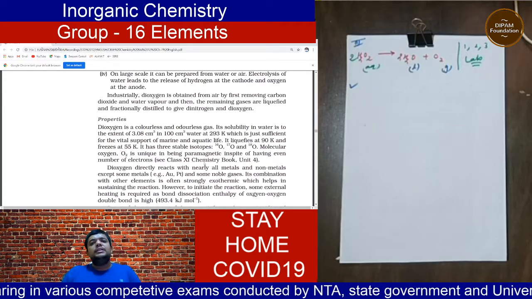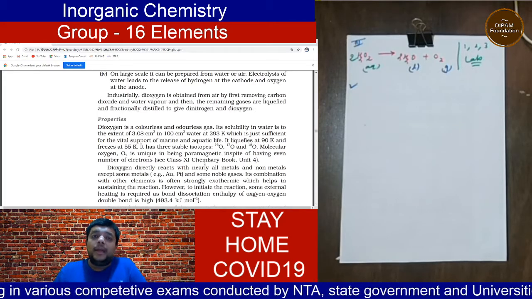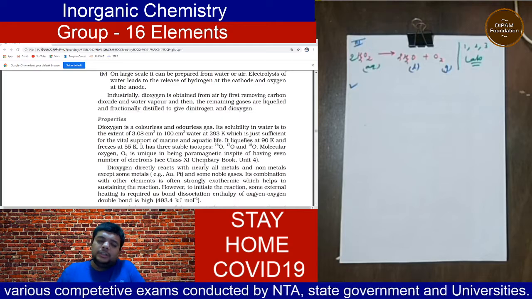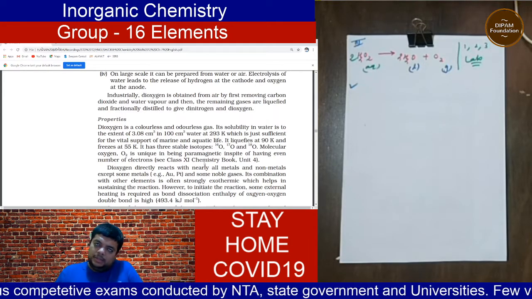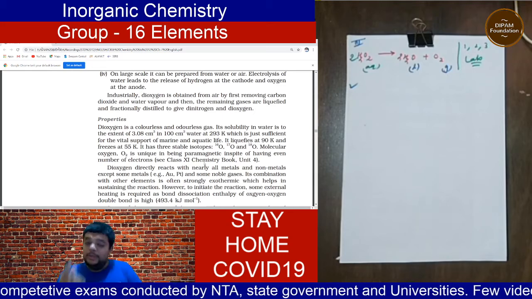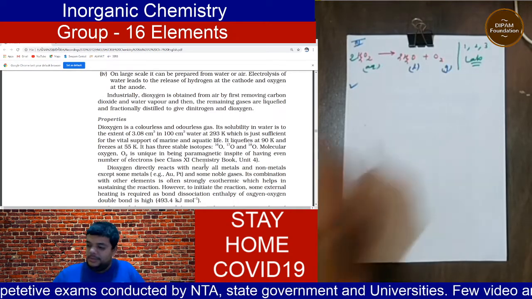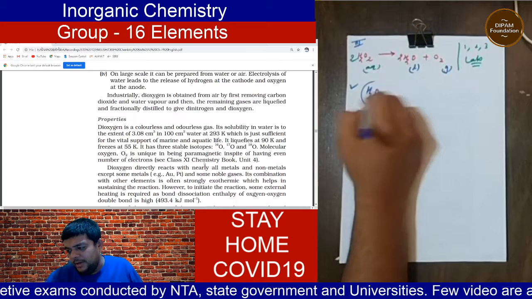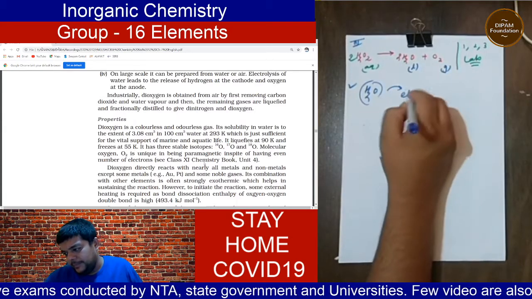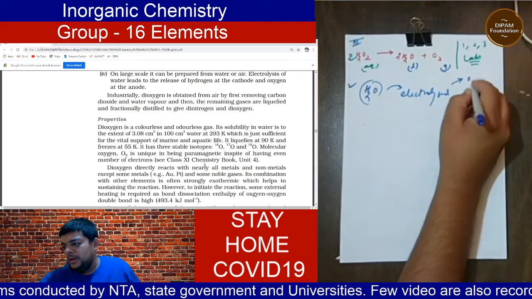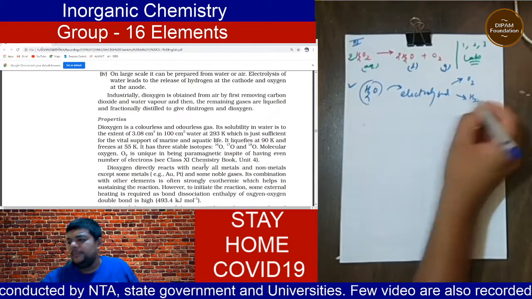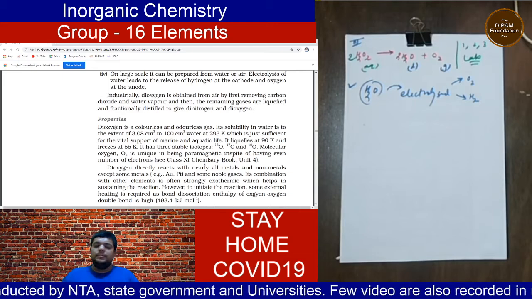On large scale, it is prepared from water or air. Electrolysis of water leads to release of oxygen and dihydrogen at anode and cathode respectively. Over here it is cathode first because it is hydrogen first. Remember, whenever water is electrolyzed, it gives you dioxygen and dihydrogen. This is how it works.